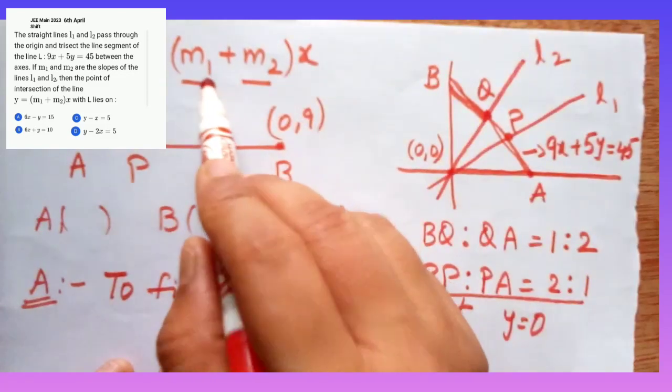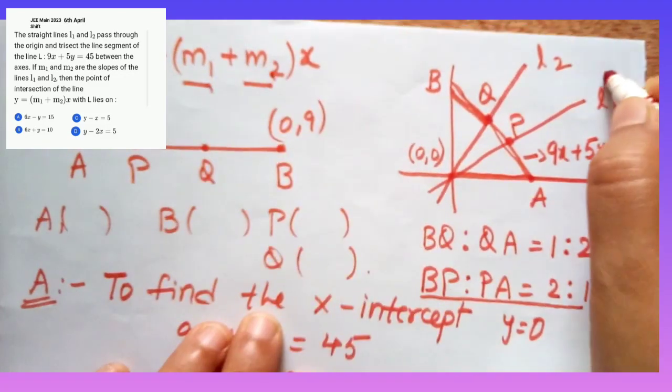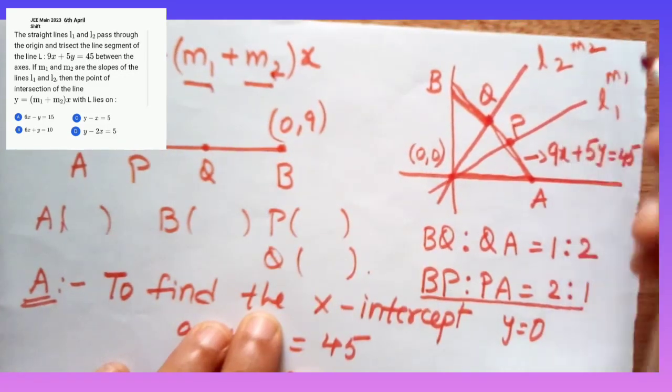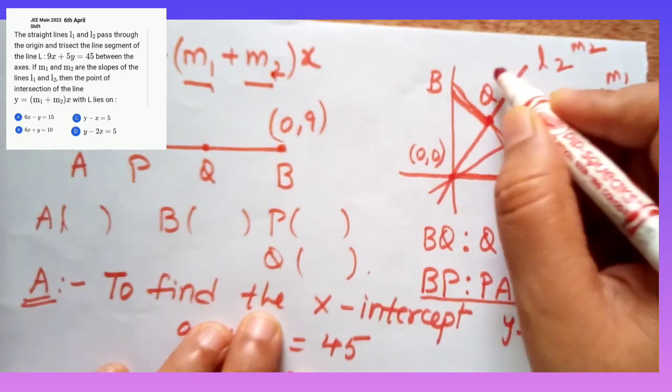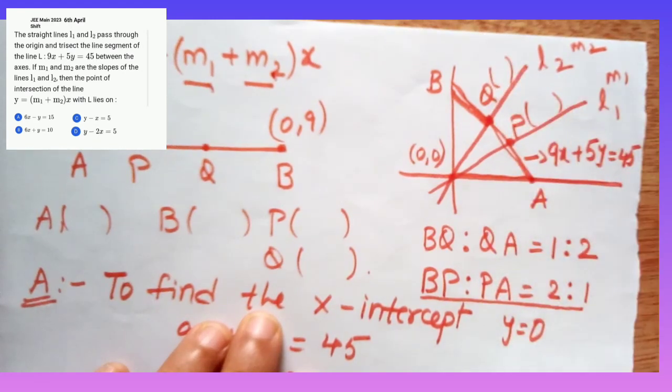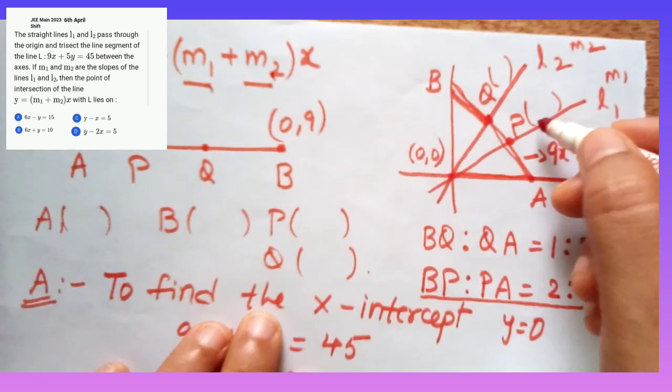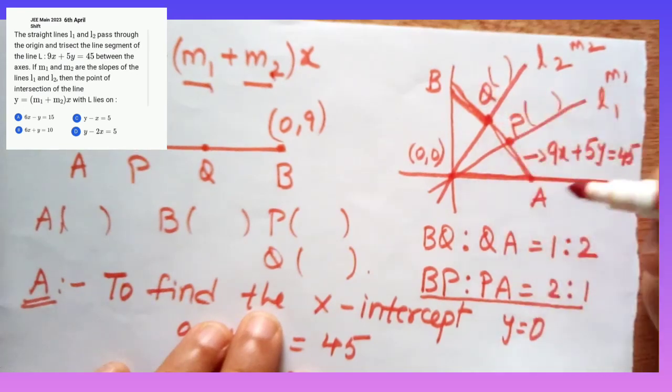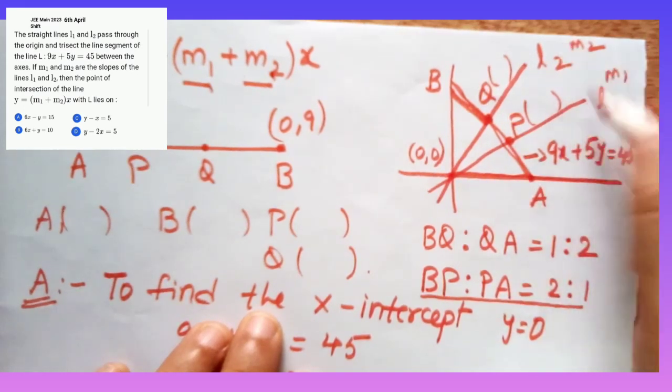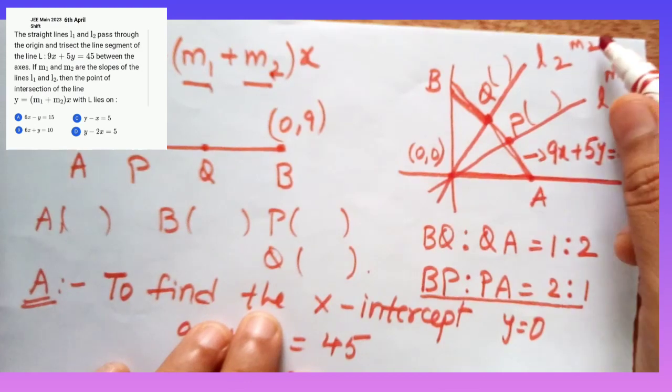You need to find M1 plus M2. So this here is M1 and here is M2. If you know the points, this point and this point, then you can easily find out the slopes. So that's why first we found the P and Q and A and B points. So using these points, now you find the M1 and M2.